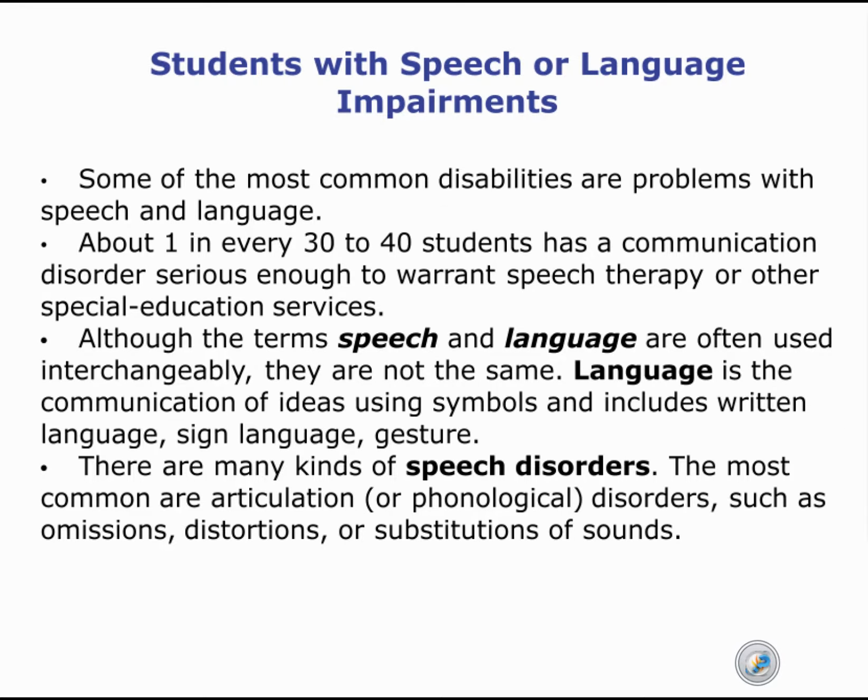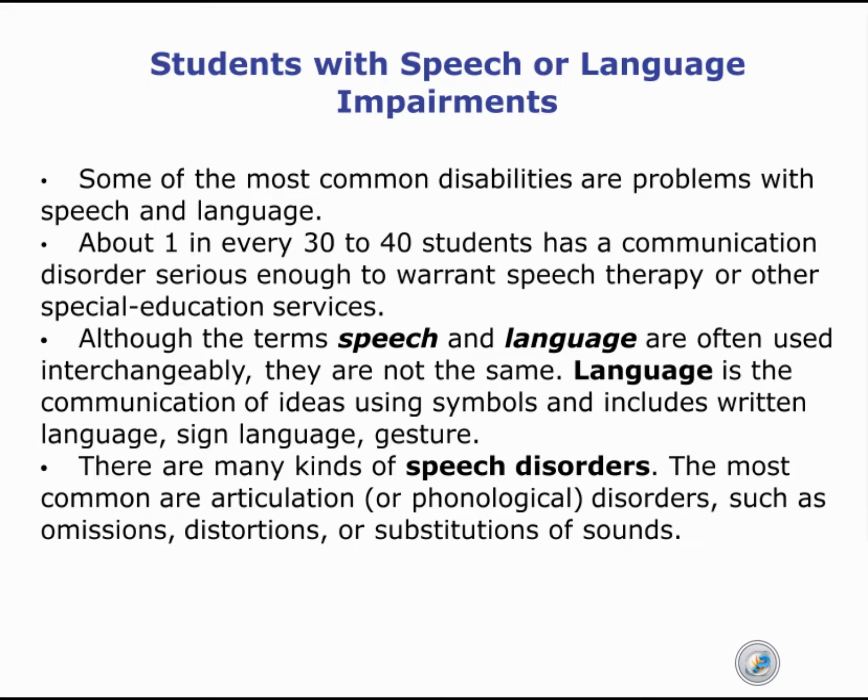One of the third higher categories of this too is speech and language impairments. About 1 in every 30 to 40 children have a communication disorder serious enough to warrant speech therapy or some other kind of special ed services. Although the terms speech and language are often used interchangeably, they're not the same. Language is the communication of ideas using symbols, including written language, sign language, and gestures. So it's not just spoken language, it can be any one of those.